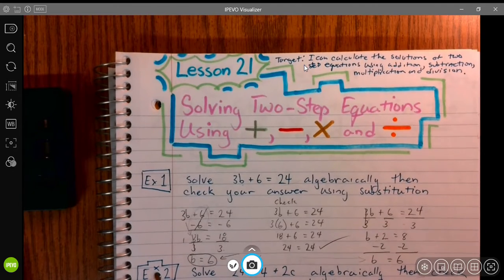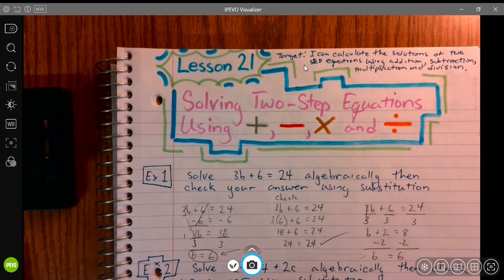All right, today, lesson 21, we learned how to solve two-step equations using addition, subtraction, multiplication, and division. My learning target was I can calculate the solutions of two-step equations using addition, subtraction, multiplication, and division.